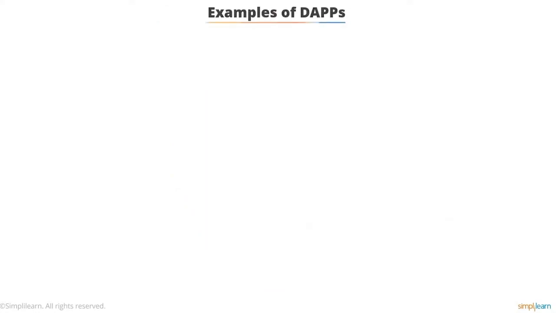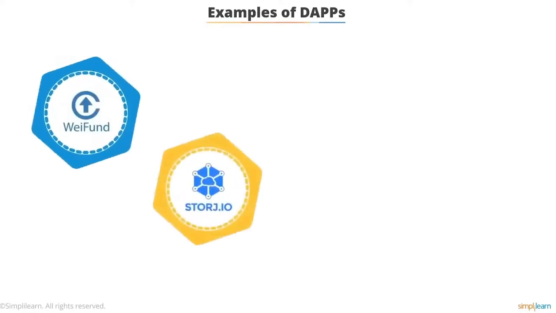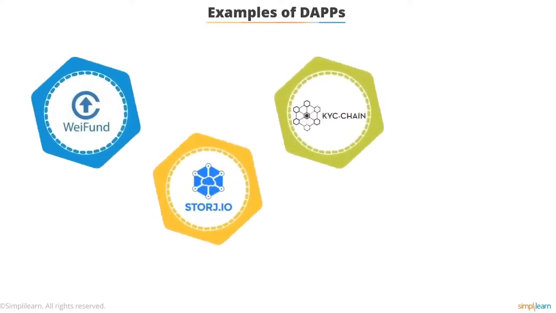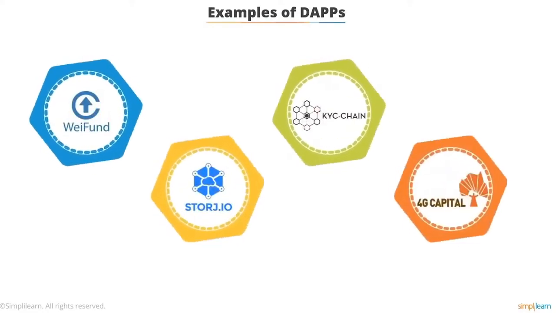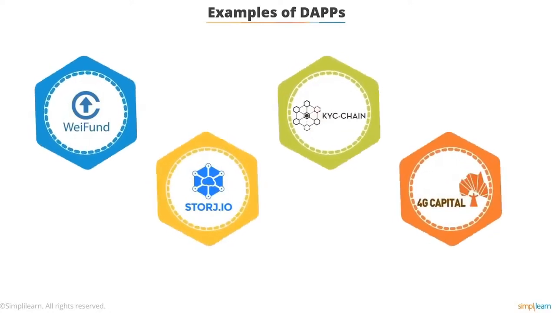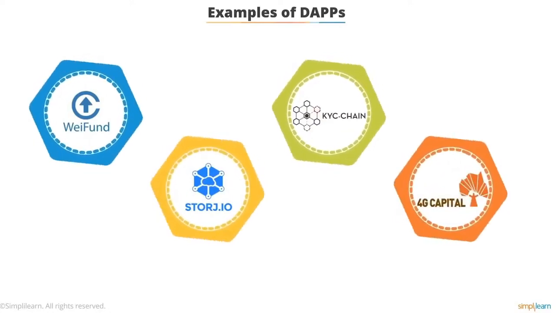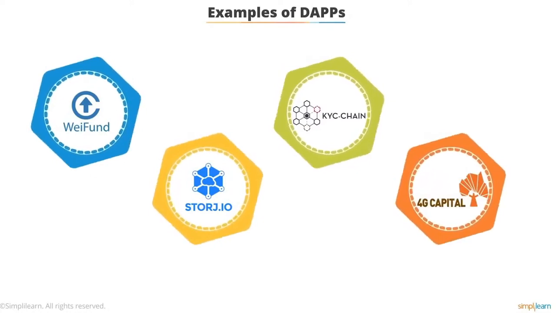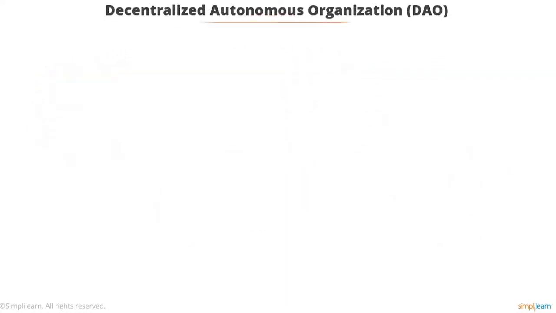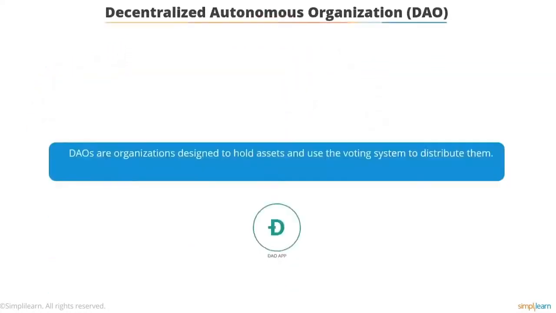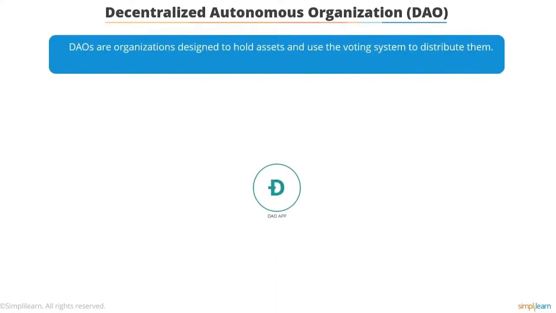Some of the known examples of dApps include WeFund, Storj, KYC Chain, and 4G Capital. These companies have developed different applications using blockchain. Next, we have the DAOs. DAOs are organizations designed to hold assets and use the voting system to distribute them.